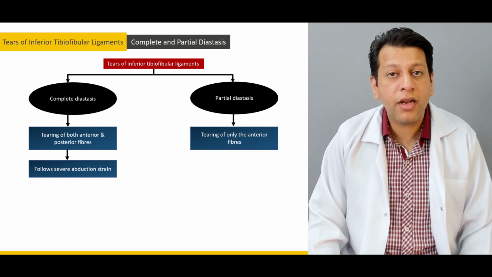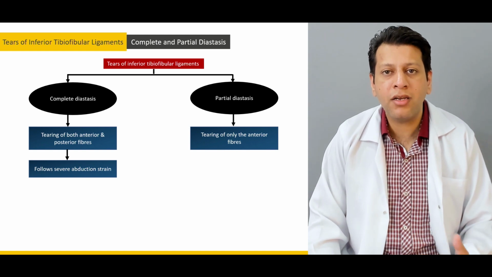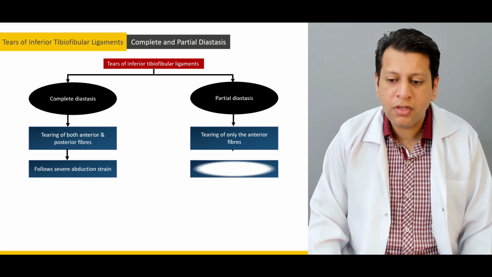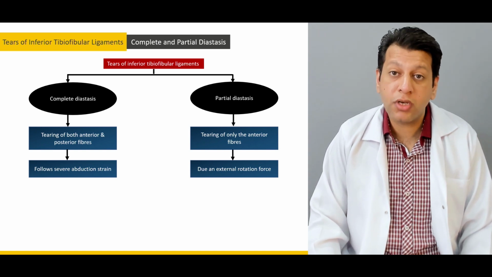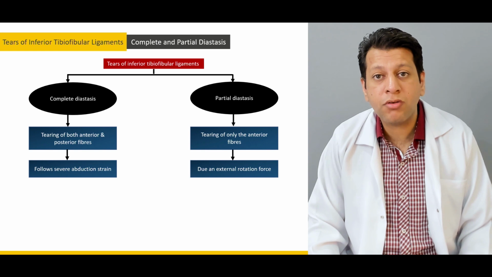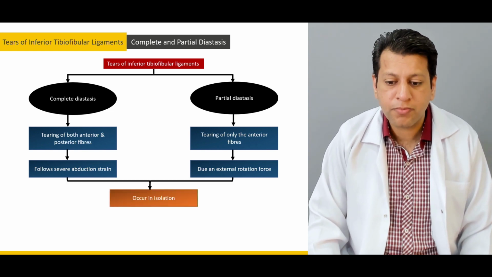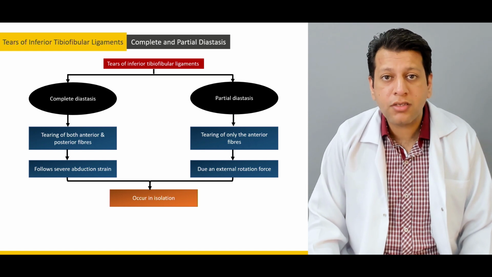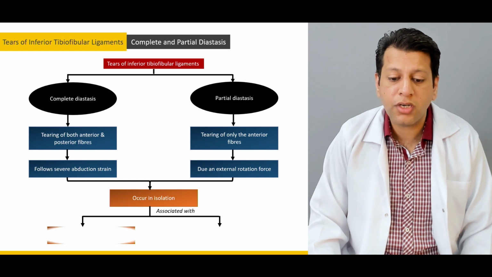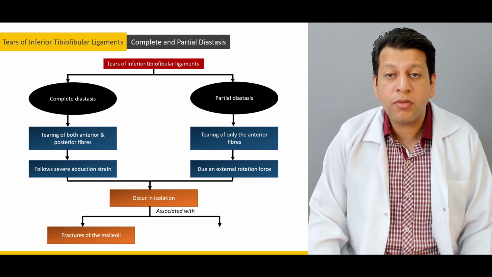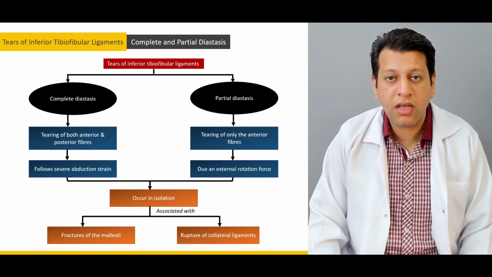This means either the anterior or posterior ligament is ruptured, but most commonly the anterior inferior tibiofibular ligament ruptures, due to external rotation. This could be a supination external rotation or pronation external rotation injury, which may lead to anterior inferior tibiofibular injury. It usually occurs in isolation, but it is very rare for it to occur in isolation; it is associated with fractures of the malleolus as well as rupture of the collateral ligaments.